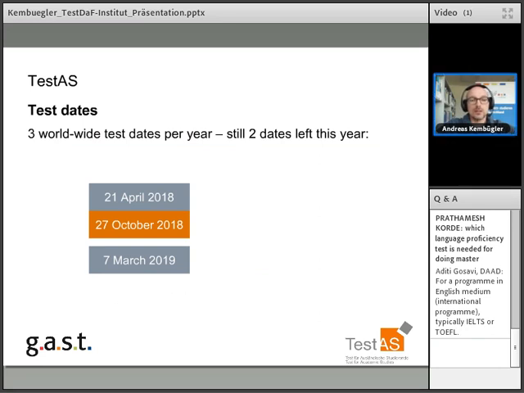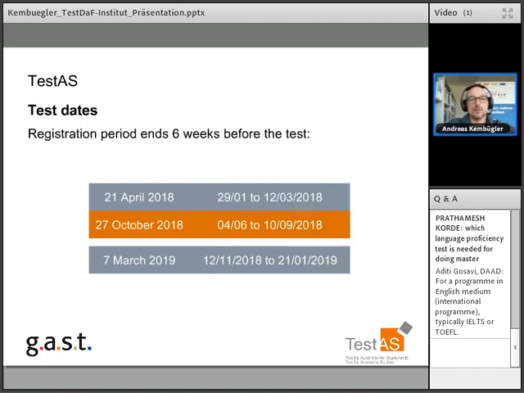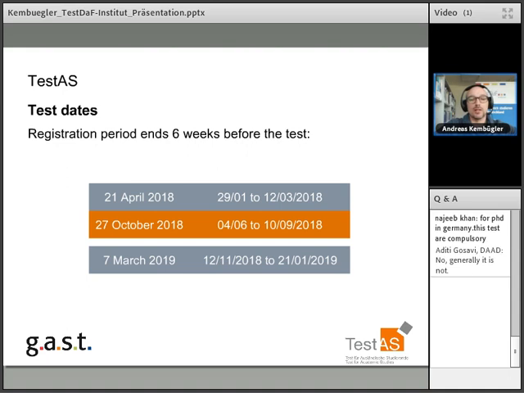The test is offered 3 times per year. This year there are still 2 tests left. Just like the TestDaf, there's a registration period, and the registration period will end 6 weeks before the test. And so, as you can see, the application period for the next test in April will end next week.